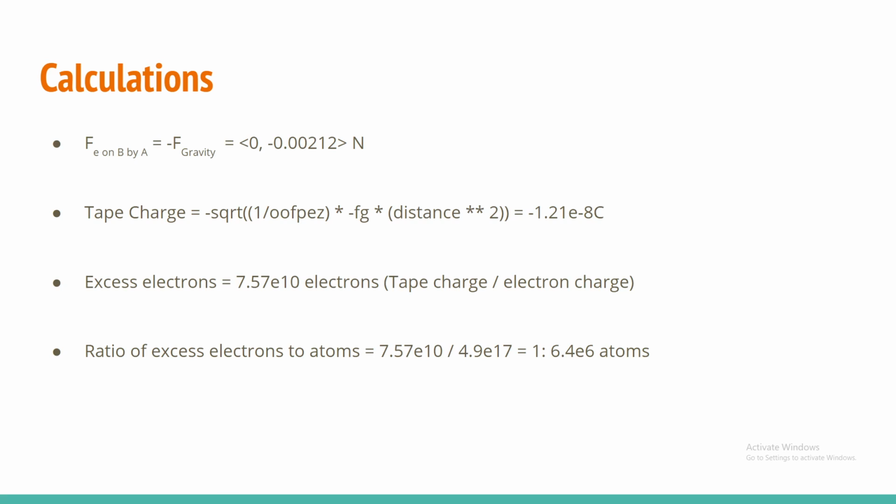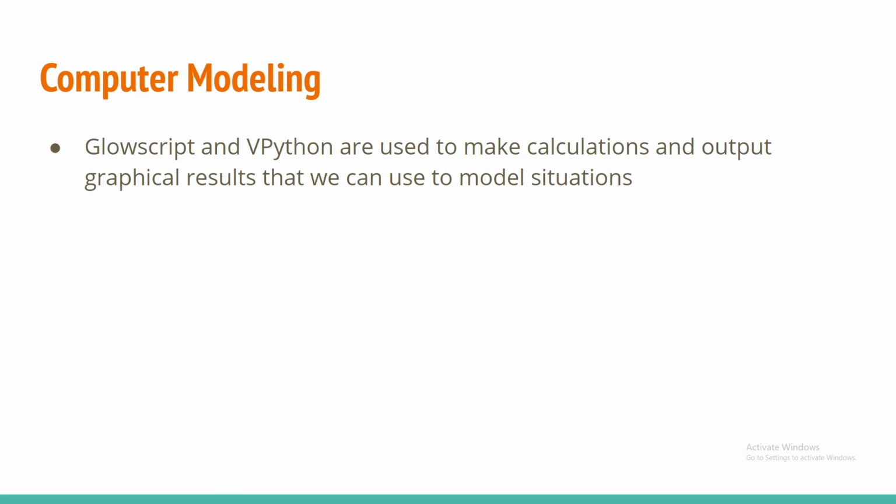I found the tape charge using Coulomb's law. I found the excess number of electrons by just dividing the tape charge by the charge of a single electron, and then with that excess electron number, I found the ratio of excess electrons to atoms. And as you can see, even though there are a lot of electrons, there are way more atoms, so the ratio of excess electrons to atoms is actually very small. Also, I used Glowscript and VPython to make the requisite calculations and then output the graphical results so we can use that to model the situation that is happening.